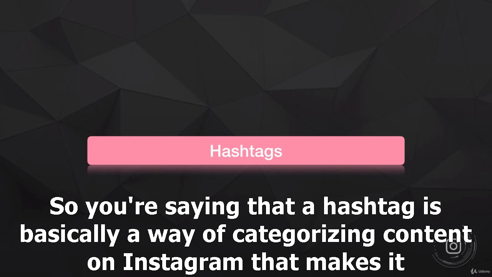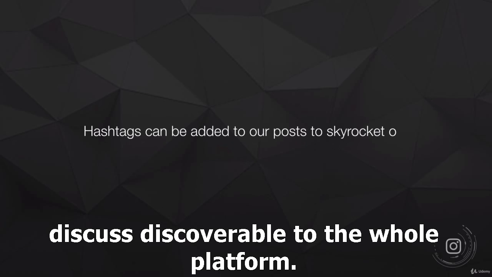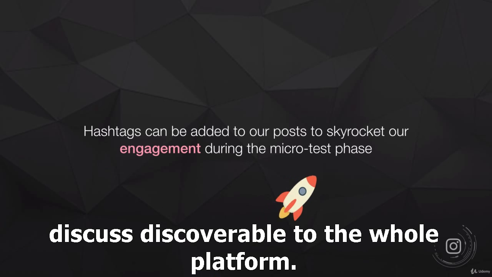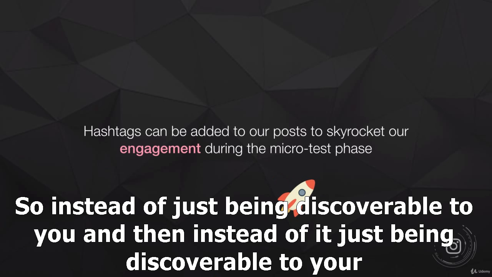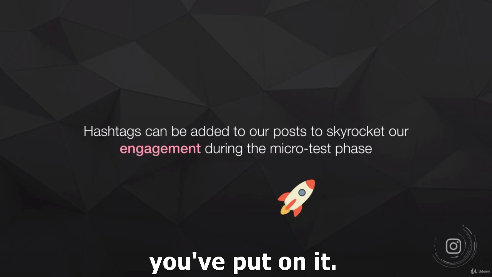So you need to understand that a hashtag is basically a way of categorizing content on Instagram that makes it discoverable to the whole platform. So instead of just being discoverable to you, and instead of it just being discoverable to your followers, the whole platform now has access to your piece of content because of the categorization that you've put on it.